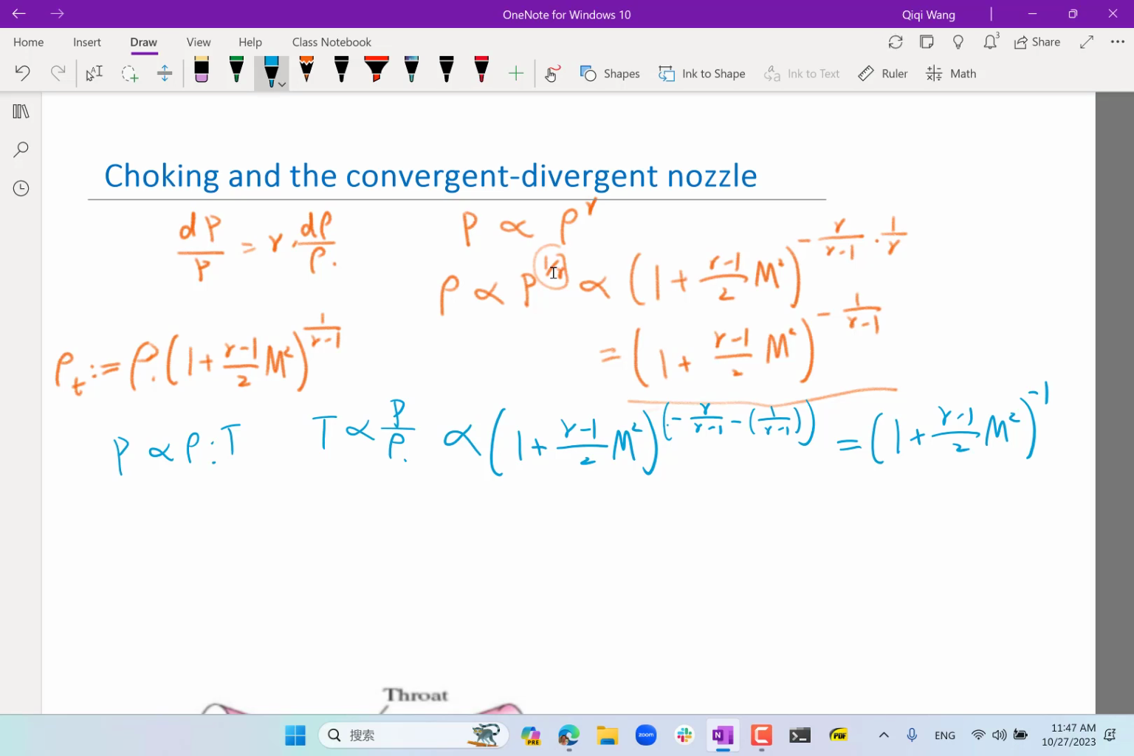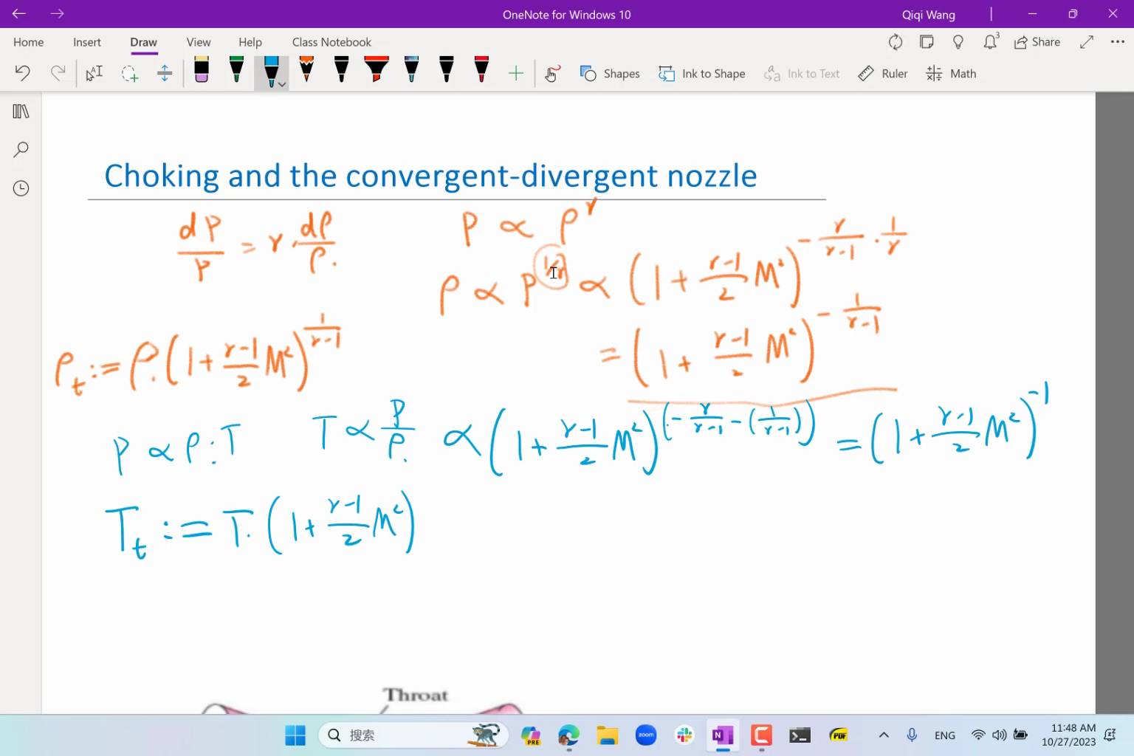As a result, you can define Tt, the total temperature, being the product of temperature and this 1 plus gamma minus 1 over 2 M squared. Right, so that becomes the definition of the total quantities: total pressure, total density, total temperature.